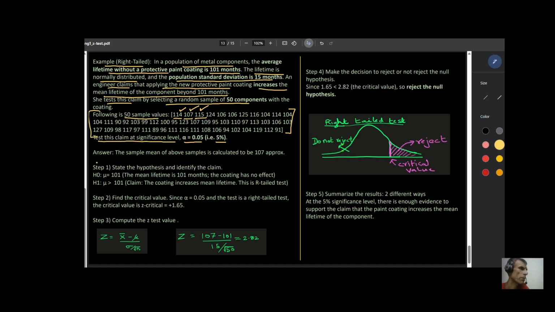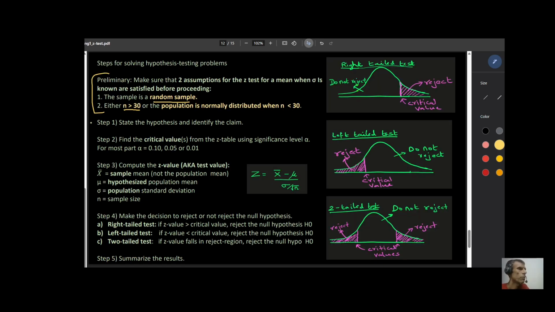Now we can proceed. Step one. Step one was state the hypothesis, identify the claim. My null hypothesis would be that the mean lifetime is 101 months. Okay, the coating has no effect. It did not help at all. That's my null hypothesis. My alternate hypothesis would be that the coating did increase the mean lifetime. And this would be, by the way, a right tail test, because the mean is greater than 101 months. All right, then step one is done.